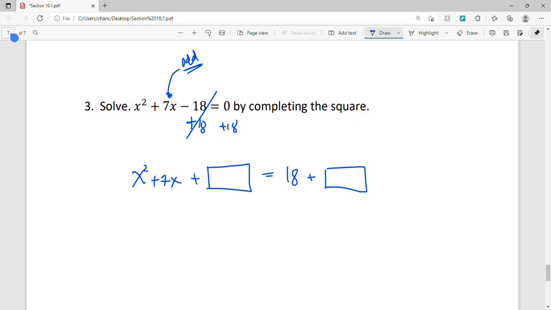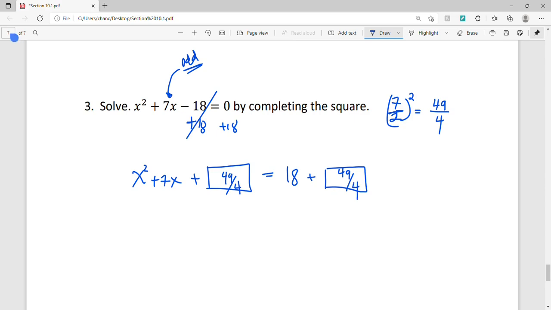Now, I'll take the b, which is 7. We'll divide that by 2. 7 divided by 2 squared is 49/4. And that's ugly. And the reason we use 49/4 is because we have an odd number. It's going to be impossible to divide by 2, so it's going to give us a fraction.